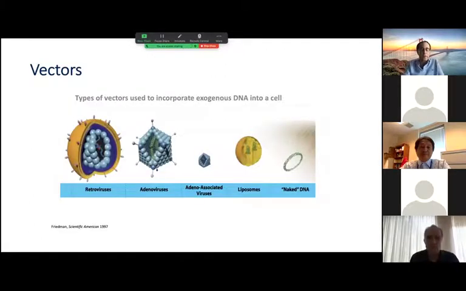Now, for gene therapy, one of the most important aspects is the vector. That is what delivers the sequences into the desired cells for therapeutic intervention. And there's a number of different vector systems. They all have their strengths and weaknesses, but we will focus on the AAV or adeno-associated viruses that are shown here.